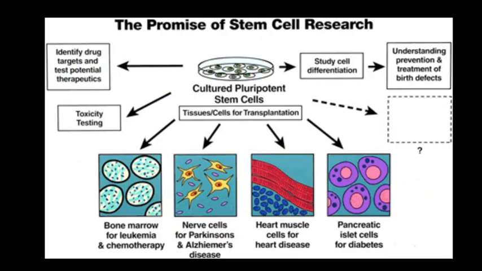And lastly, we will see about the promises of stem cell research. Cultured pluripotent stem cells can be used for the treatment of different diseases like diabetes, cardiovascular disorders, Parkinson's disease, Alzheimer's disease and leukemia, and sometimes they are also used for toxicity analysis and drug testing. In some cases, the study of stem cells is very useful for understanding, prevention and treatment of birth defects. So these are all the possible applications of stem cell research.